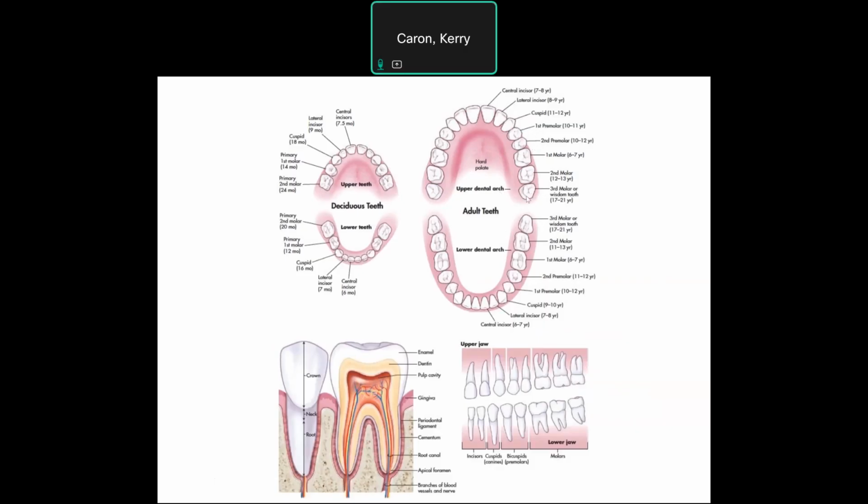Okay. This is what it looks like jaw to jaw. The teeth of the upper and lower jaws match each other. So we have the incisors, the cuspids or the canines, the bicuspids or the premolars, and then the molars. And we have a nice diagram here of the cross section of the tooth, and we'll get into that.